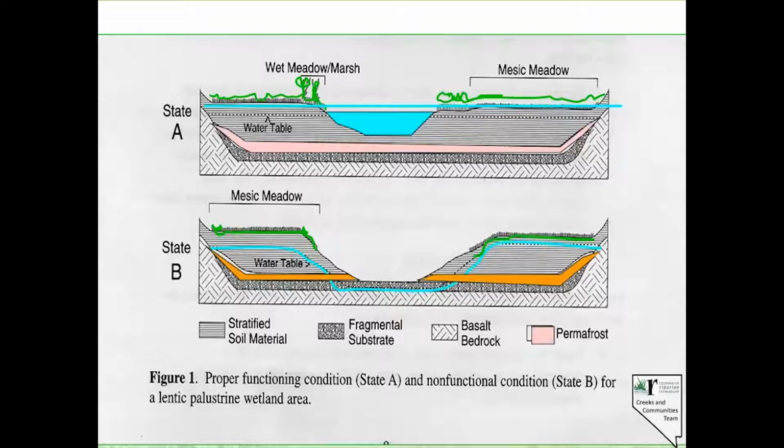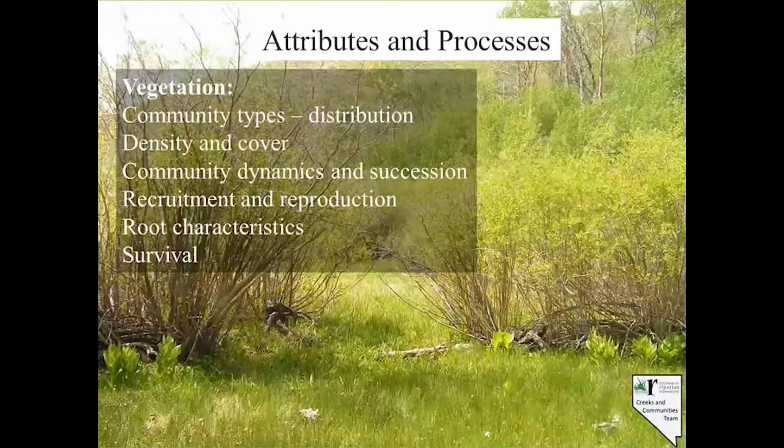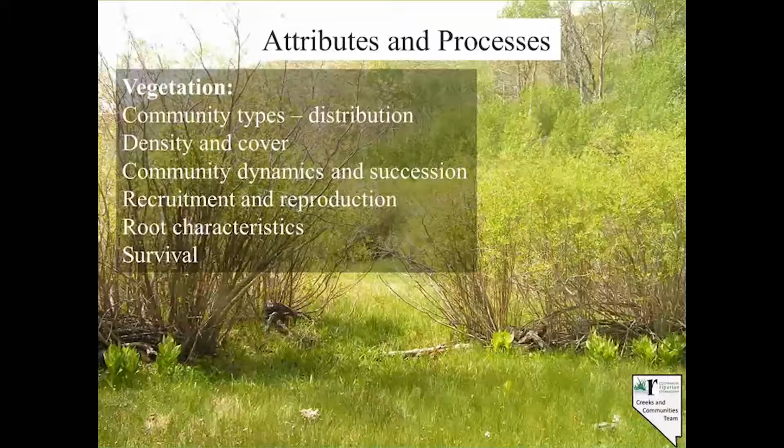But then moving on to the vegetation side of the stool, again very similar to the lotic site, so community types and distribution, both spatially and over time. What's the density and cover, and that's related to reproduction, survival rates, disturbance, things like that, getting into that whole idea of community dynamics and succession. What are the rooting characteristics? Do we have those wetland plants that we want that have deep, strong roots to help keep soil in place? And is everything working in unison to help ensure that those plants are surviving past the germination stage?